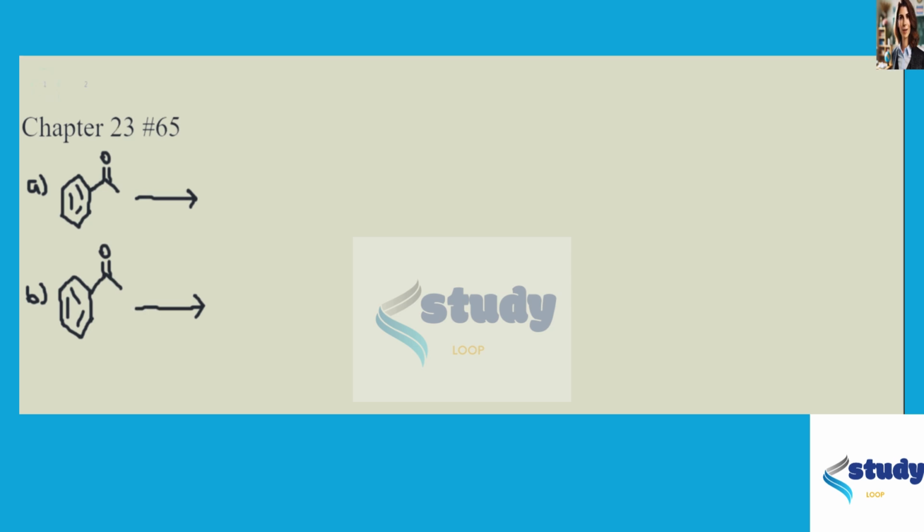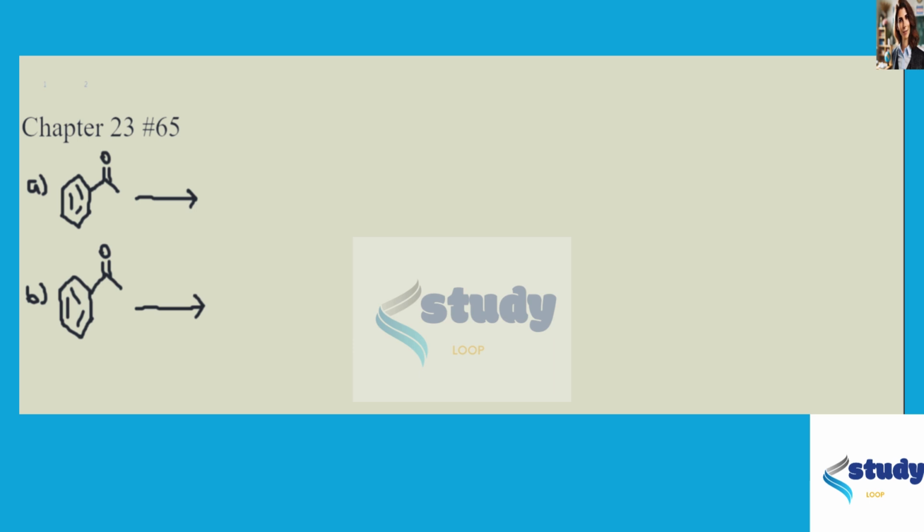This is the answer to Chapter 23, problem number 65 from the Smith Organic Chemistry textbook. This problem asks us to convert acetophenone into each of the following compounds, and we're told we can use any other organic compounds or required inorganic reagents, and we're also told that more than one step may be required. And so more than one step is required for all of these.